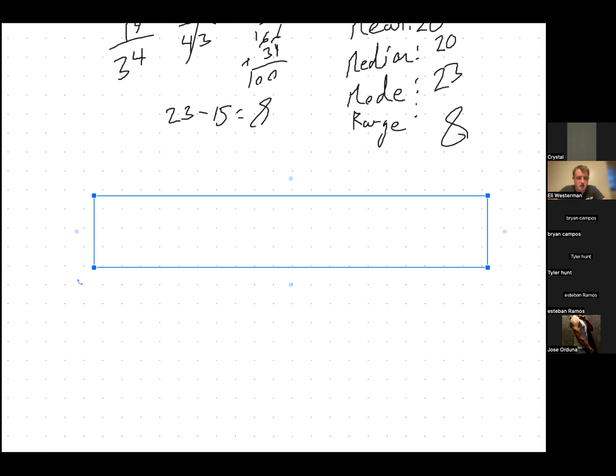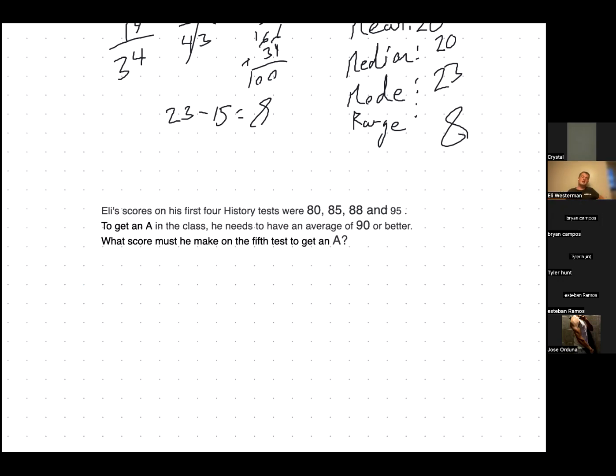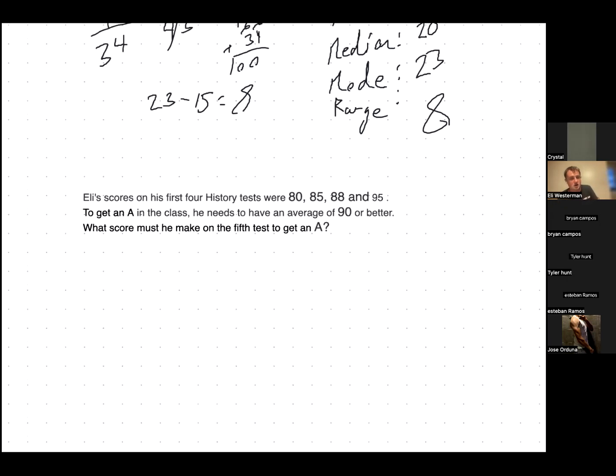All right, so let's say I'm in history class, and I've been making these scores. I scored 80, 85, 88, 95 on my first history tests. Now to get an A in the class, I need to get 90 or better, an average of 90. And I want an A for some reason. I really want that. So my average needs to be 90 on 5 tests.